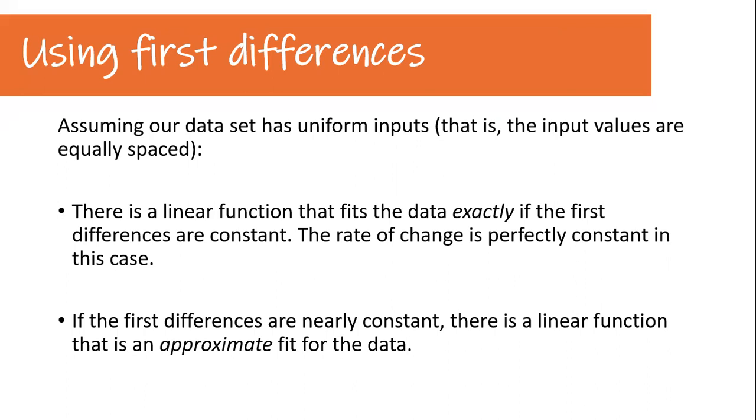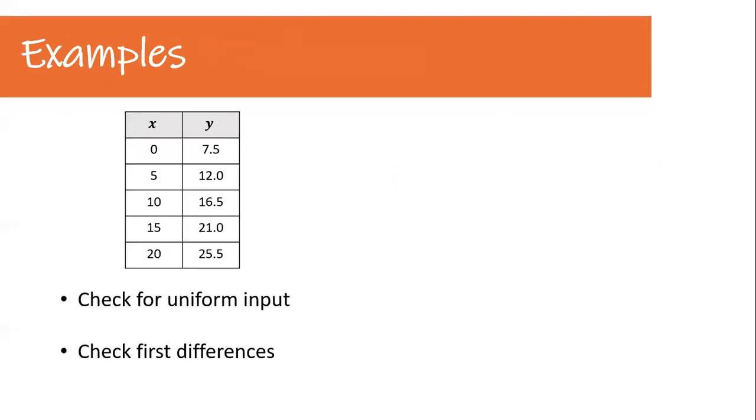Now, if the first differences are almost constant, so they're not the same number, but they're bouncing around a little bit, but they're not all over the place, they're still somewhere around the same ballpark value, then we say that we have an approximate linear model to fit the data. Let's look at some examples to help make that make sense. It's a little easier applied than it is explaining for some reason.